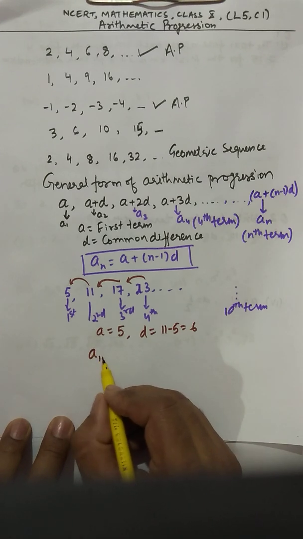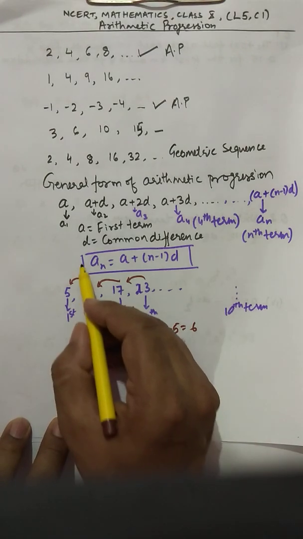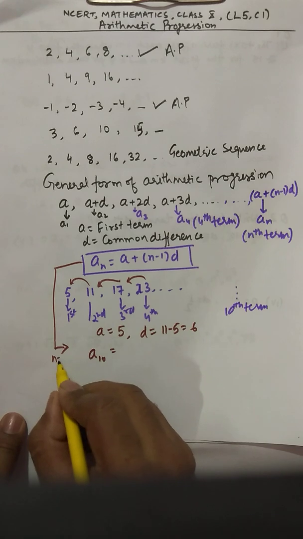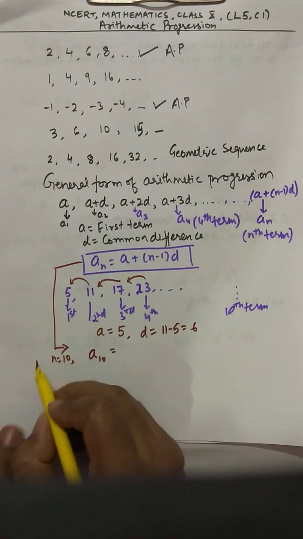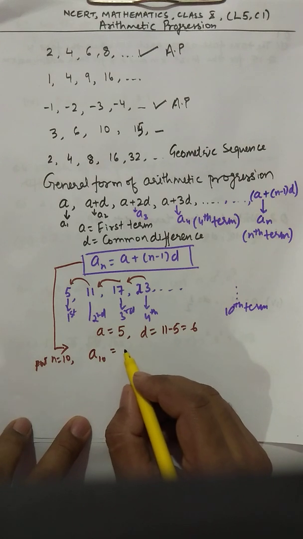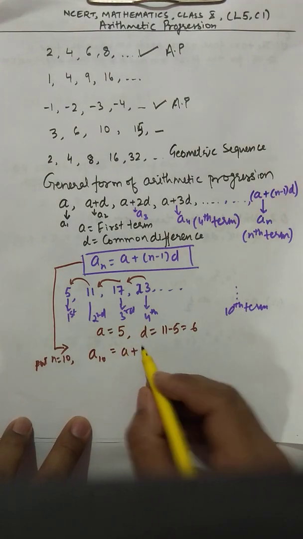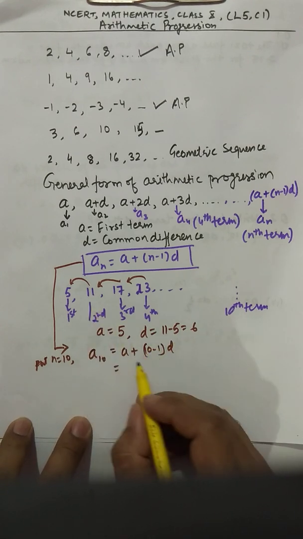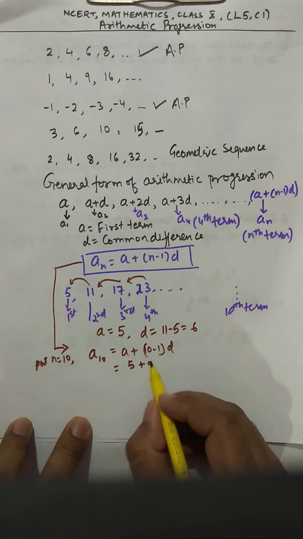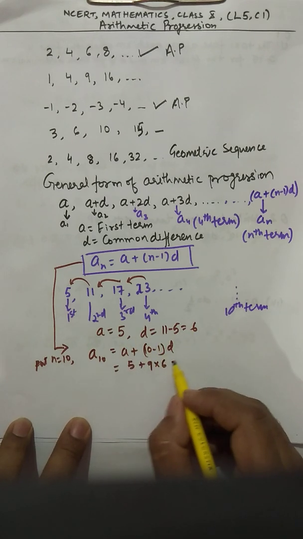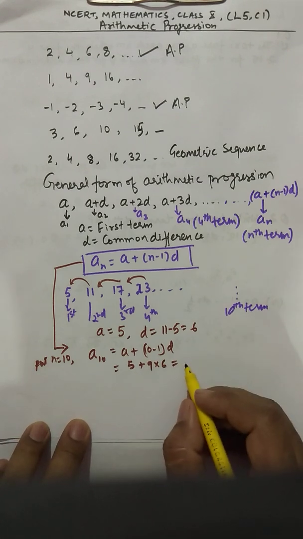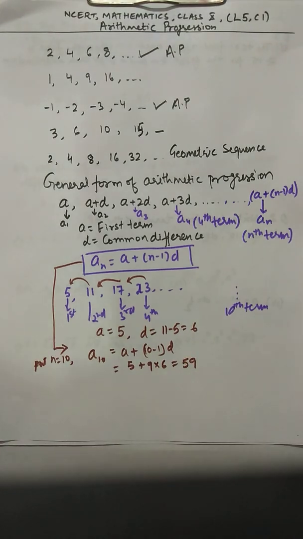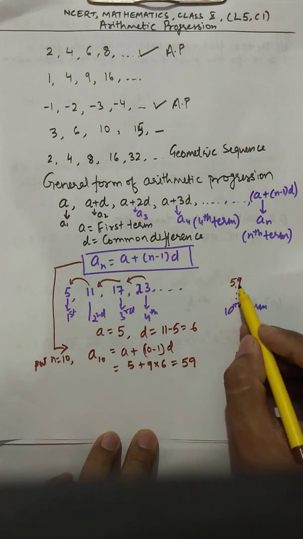And if I ask you to find a10, you know this formula, in this formula I'm just going to put n equal to 10. So when I put n equal to 10, then a10 is a plus 10 minus 1 d. So you have the value of a is 5, and 10 minus 1 is 9, and d you have value 6. So 9 times 6 is 54, 54 plus 5 is 59. So your 10th term is going to be 59.